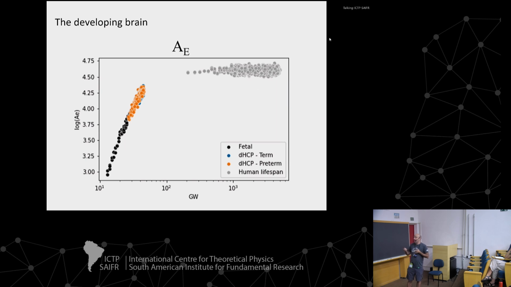We can then combine that with the DHCP data for babies that are newborns. Some of them were born after 37 weeks, so they are term born. Some of them are preterm, born before 37 weeks. They're scanned between 1 and 7 weeks after birth. So this is the gestational week, and these color plots correspond to the time when the baby was scanned. So very premature babies here, term babies here.